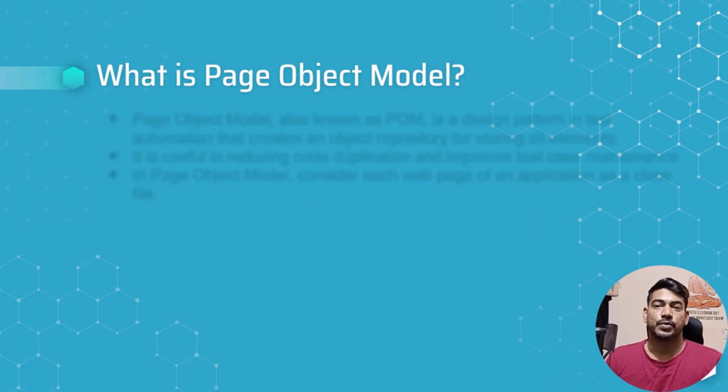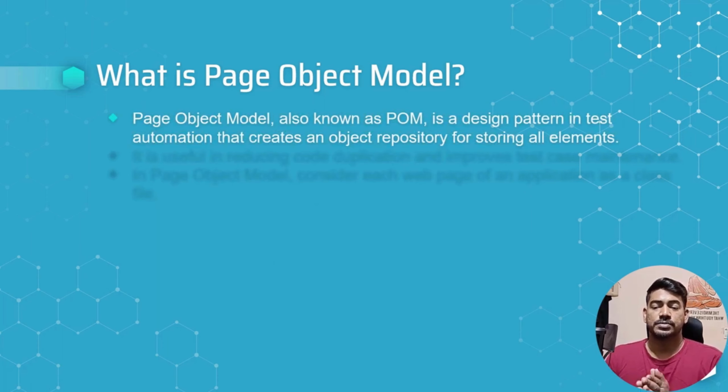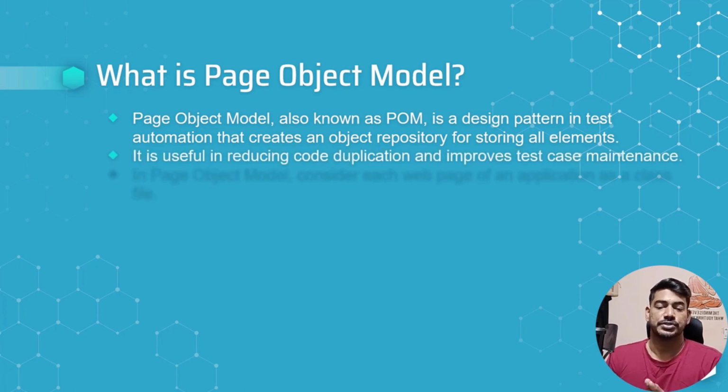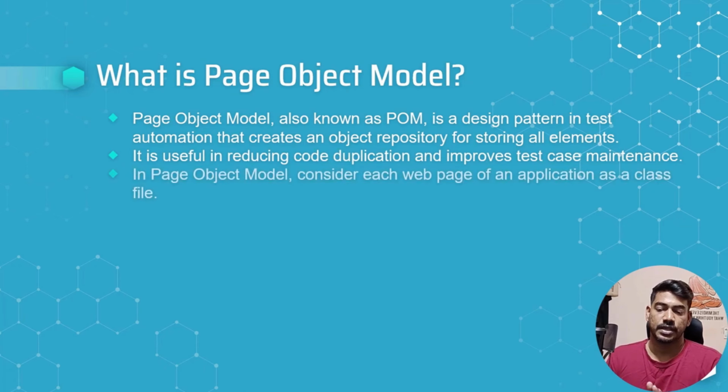So the question is, what is the page object model? Page object model, also known as POM, is a design pattern in test automation that creates an object repository for storing all the elements. It is useful in reducing code duplication and improving test case maintenance. In the page object model, consider each web page of an application as a class file.